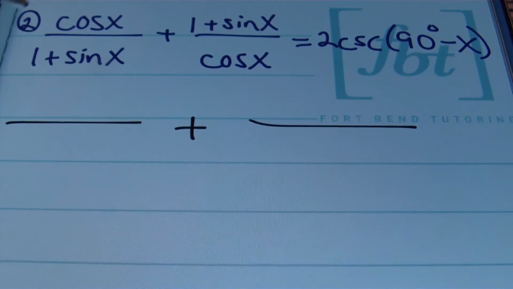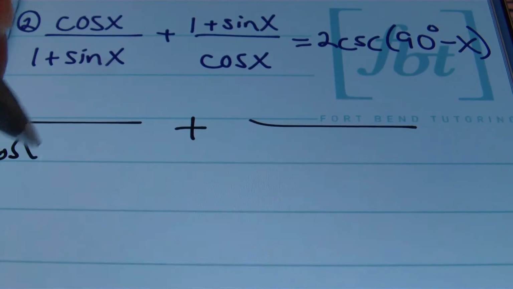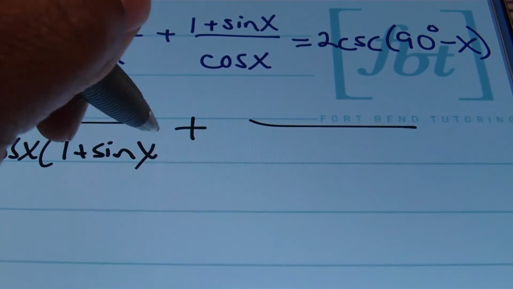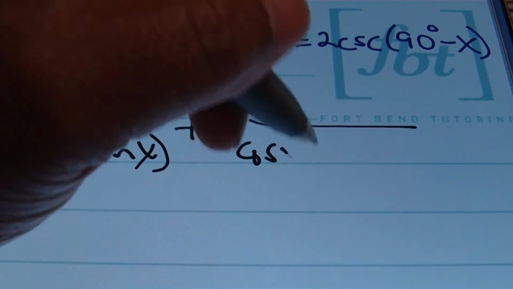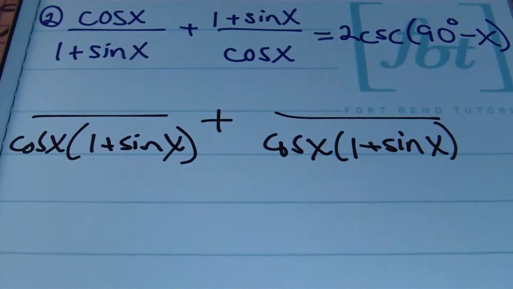I know that my common denominator between these two fractions here is going to be cosine x times 1 plus sine x. All right, and I'll need that over here as well. Here it is. It's coming. Be patient. There we have it. All right, let me get that in view.